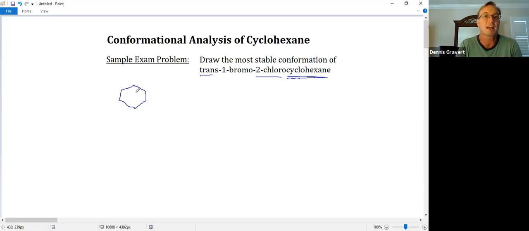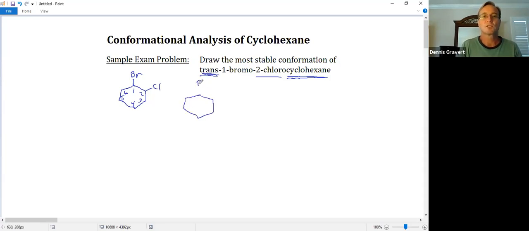So I get to pick how I want to number it. When you draw it, you pick. I'm going to let number 1 be up here. I'm going to go clockwise. You do not have to number it this way. Anything will work if you're drawing it. On carbon 2, I'm going to put a chlorine. And on carbon 1, I'm going to put a bromine. But now I have to do trans.